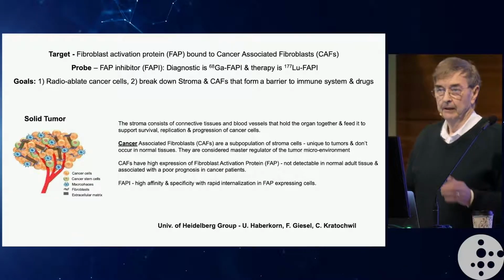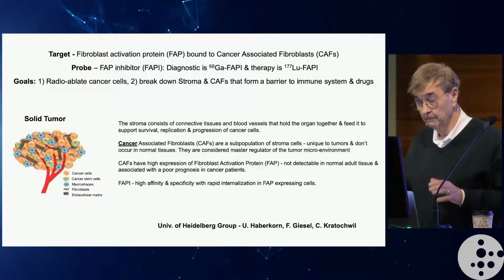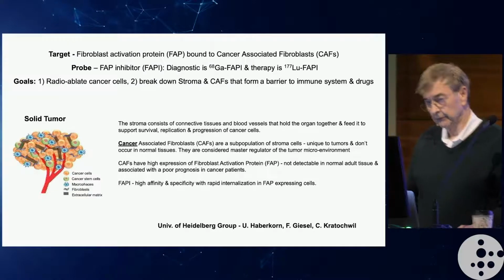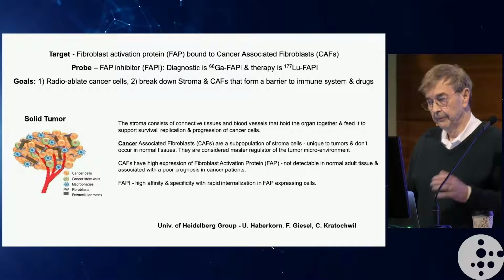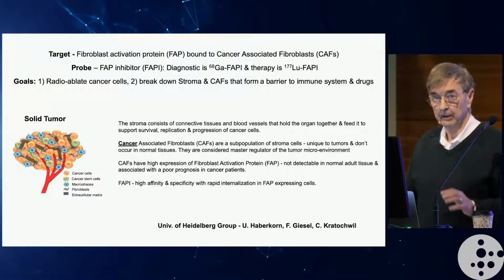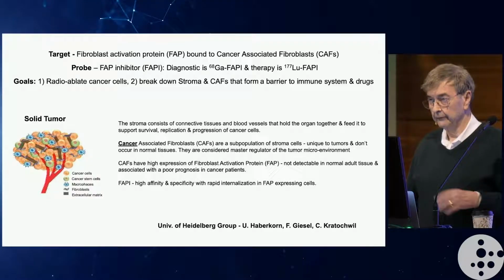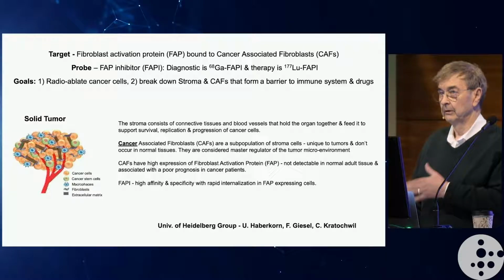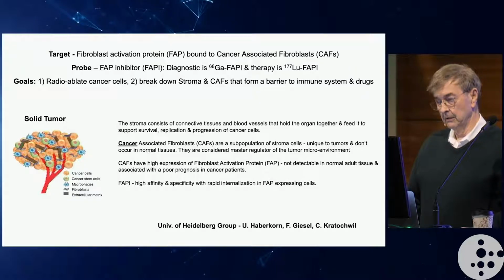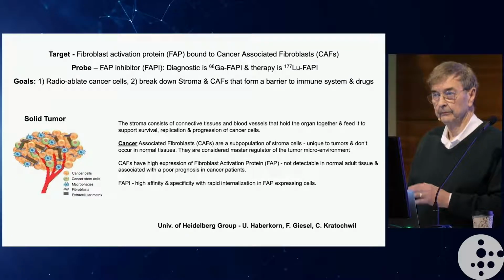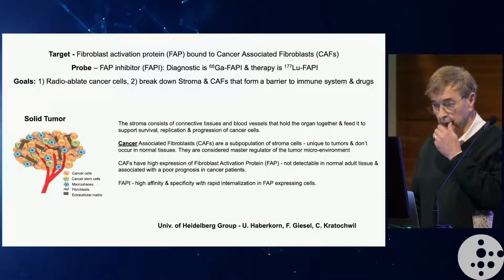So, again, we're going to change the target, change the probe. So this time we're going to focus on fibroblast activation protein, FAP, that's bound to cancer-associated fibroblasts. And these CAFs are unique to cancer cells. They're not detectable in normal tissue throughout the body. Now, the latter part is important also in terms of side effects. And I'm about to focus on that issue a little bit more.